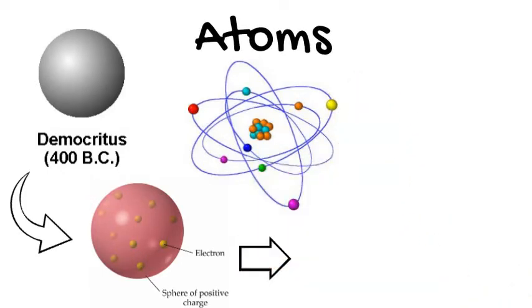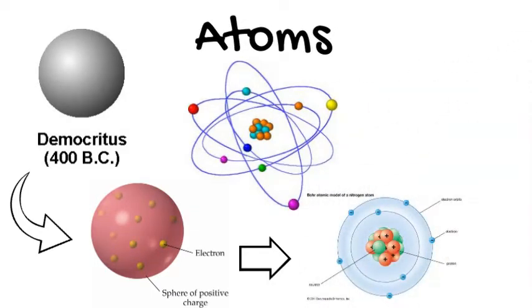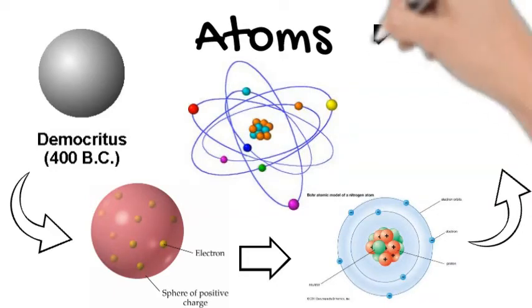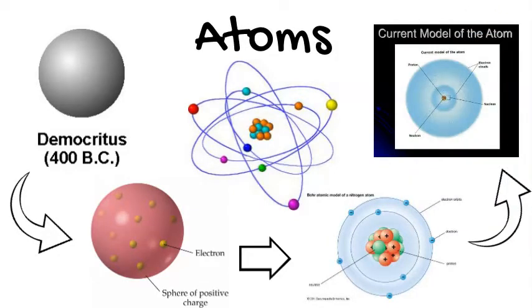a pudding. A little bit later, Bohr came up with the idea that electrons orbited around the nucleus like planets orbit around the sun. And a little bit later than that, our most current model of the atom supposes that all of the electrons are in a cloud around the nucleus and we can't really tell where they are. In the next slide, we're going to take a look inside the atom to see what parts make it up.